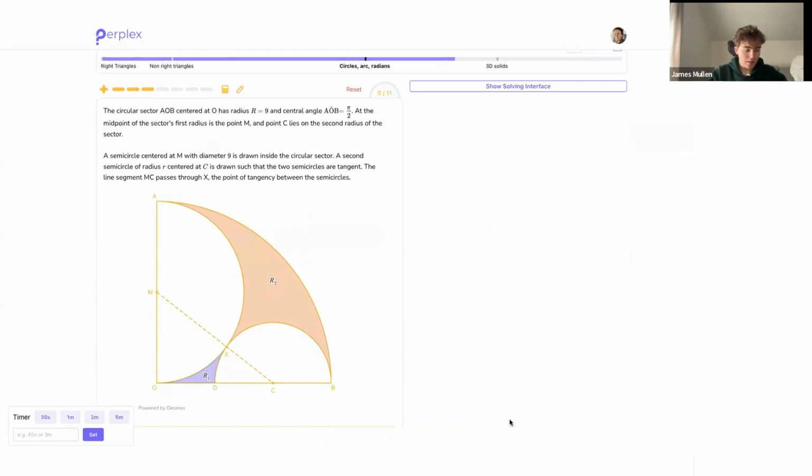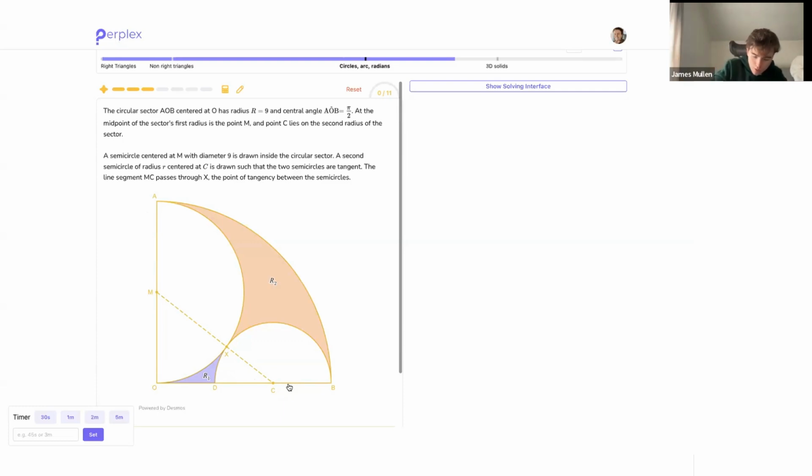I have a circular sector, AOB, so it's a quarter of a circle. This angle here is pi over 2. It's a quarter of a circle, and the radius is 9. Okay? And then I am drawing two semicircles inside of this quarter circle that are tangent at point X. The first one is centered at M and has a radius which is half of the larger quarter circle's radius. And the second one lies somewhere on C, but we don't know exactly what its radius is.